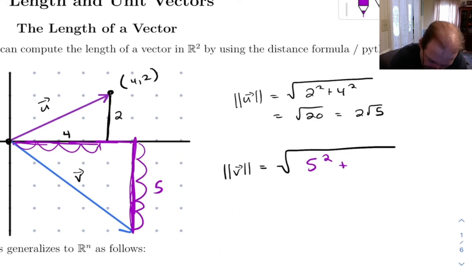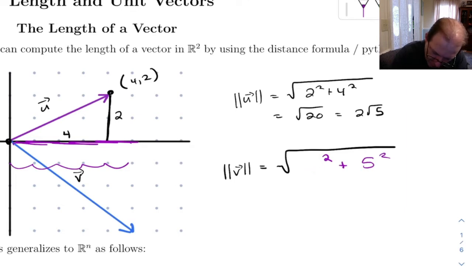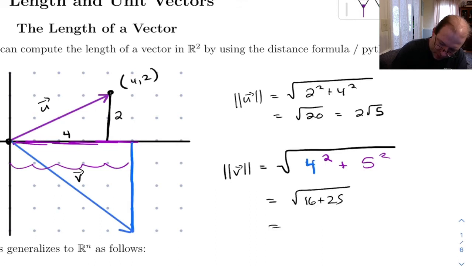Wait, I lost count. 1, 2, 3, 4, 5. I don't think that other 5's right. I made it all messy with this. Let's count that again. Down here, this is 1, 2, 3, 4. All right, so this one's going to wind up being square root of 16 plus 25. So that's square root of 41.